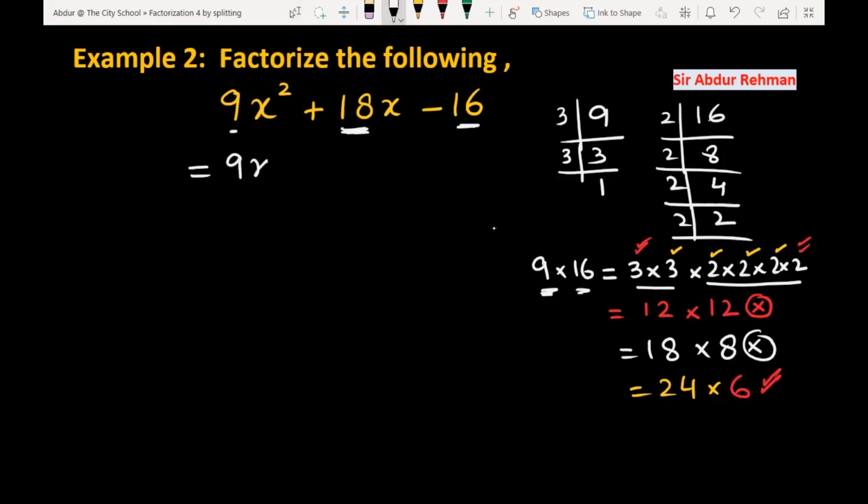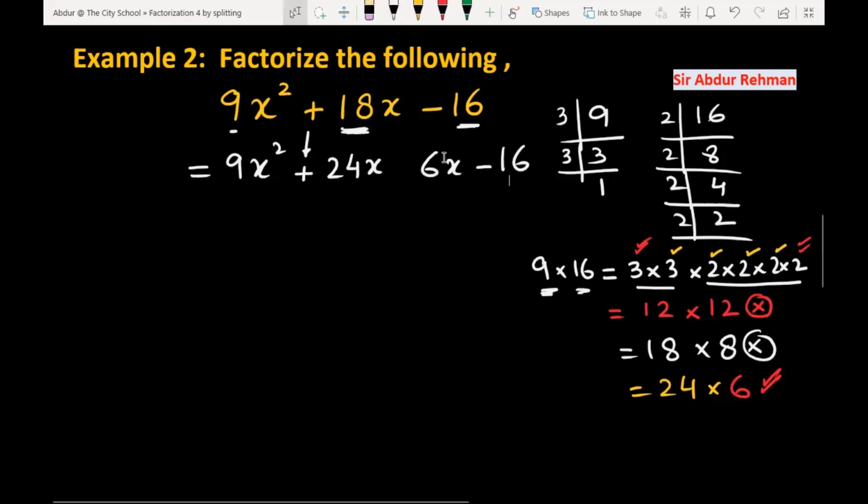Now 9x squared, copy this sign, plus, write down the larger number first, which is 24x, then 6x, then minus 16. But the question is, what is the sign in between 24x and 6x? This sign will not be the same. It must be changed because I'm going to subtract. With the subtraction of 24 and 6, we get 18. So we have to write a different sign here.